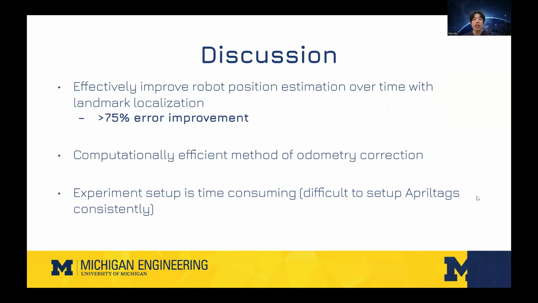Going into the discussion and the conclusion, we concluded that we can effectively improve our robot's pose estimation over time with the use of landmark localization, resulting in a greater than 75% error improvement. And this is also a computationally efficient method of correcting this odometry, as it only involves using matrices. So this could theoretically be done online on the robot live.